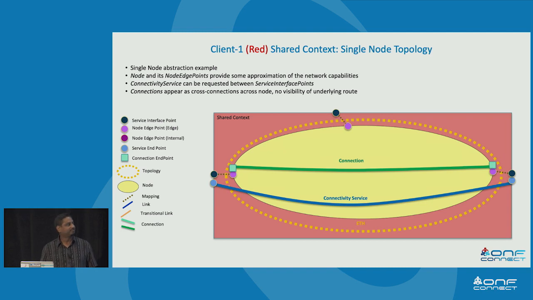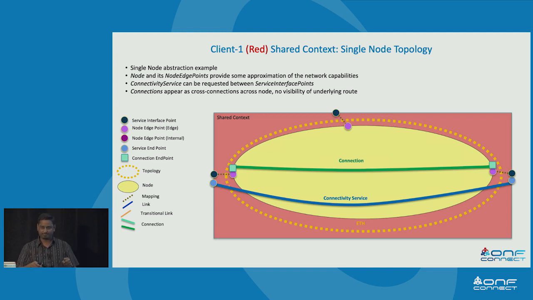Hi, just a quick question. What is the relation between the service endpoint and service interface point, the black circles and blue circles? So when you request a connectivity service, the service endpoint is the one that associates that connectivity service with the service interface point, right? So in this simple example, we just have a point-to-point connectivity service, so it's only requesting between two endpoints, but in TAPI, which I'm not going to go through today, you could do point to multipoint.